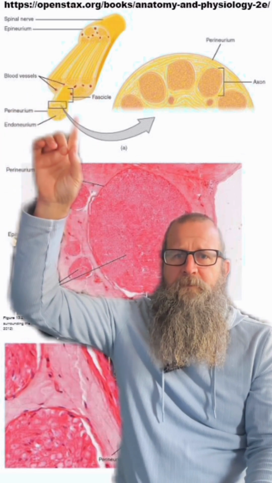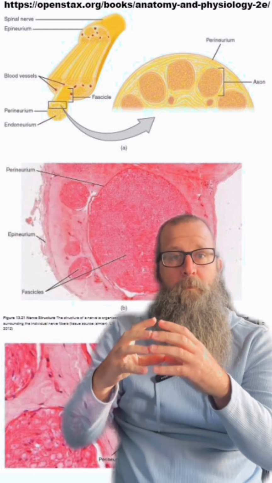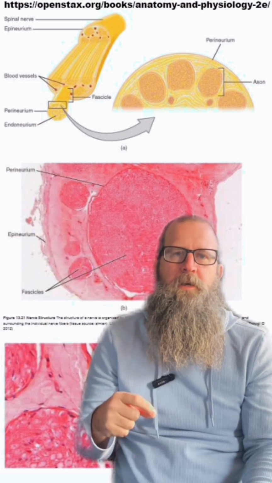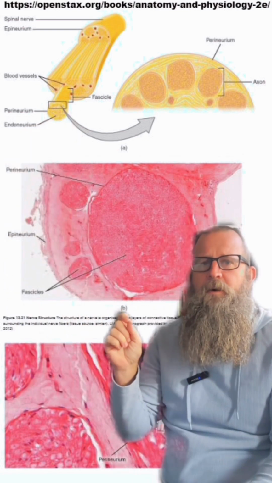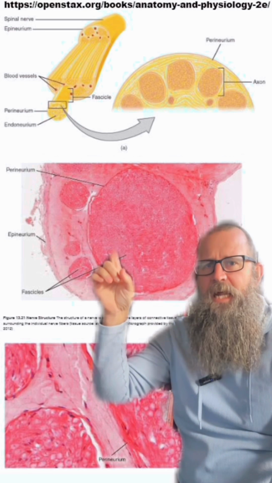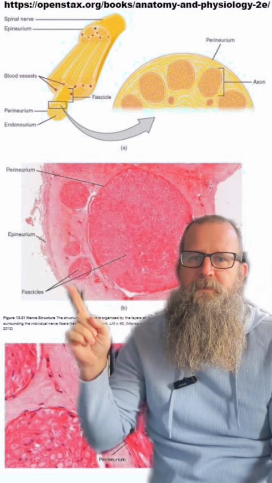Now, inside of the nerve, there's a grouping or a bundle of axons, a whole bundle of multiple axons, which we call a fascicle. So this is a fascicle here. If we look down here at the histology of it, this is a nerve here, this is a fascicle, and this is a fascicle over here.